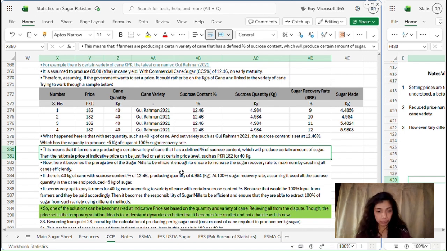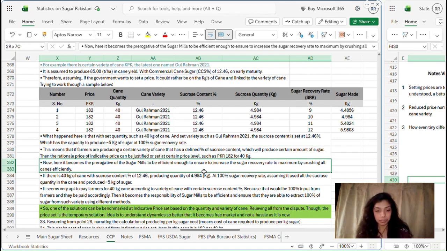And then moving forward, this means that the farmers producing a certain variety of cane has a defined percentage of sucrose content which will produce a certain amount of sugar. Then the rational indicative price can be justified or set at certain price levels, such as PQR 182 per 40 kg.